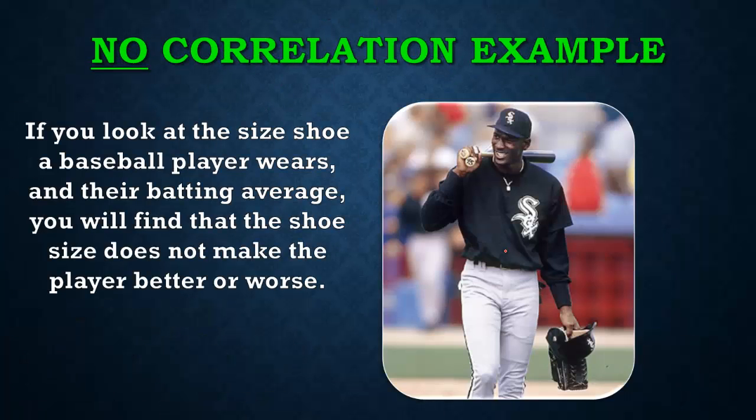A no correlation example: Michael Jordan playing basketball. If you look at the shoe size a baseball player wears and their batting average, you'll find the shoe size doesn't make the player better or worse. Shoe size has nothing to do with batting average.